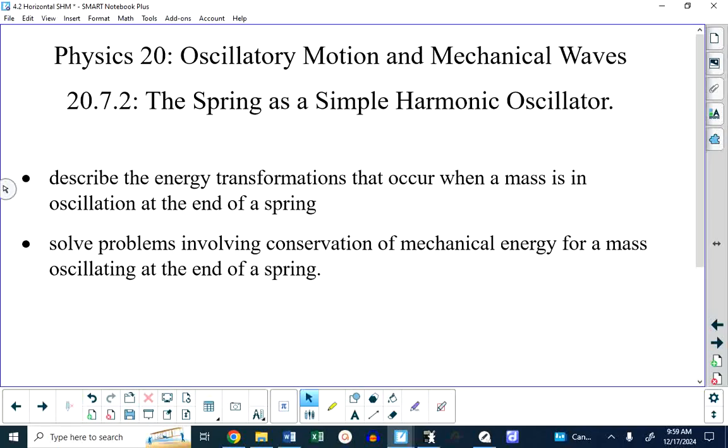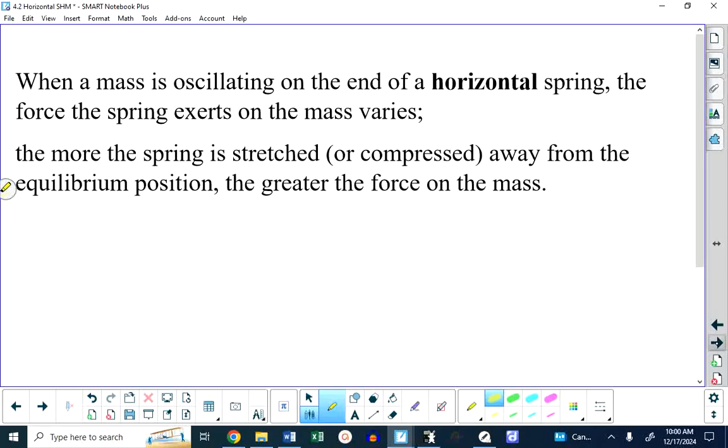It makes it easy. The reason why we're doing this is it's a very good opportunity for us to practice working with conservation of mechanical energy. It turns out that the problems we did with a roller coaster, or better yet, a pendulum swinging back and forth, and the fact that the pendulum has potential energy at the top and kinetic at the bottom, it's exactly tied to what we're doing today. So we're going to be describing the energy transformations that occur when a mass is at the end of a horizontal spring, and we're going to be applying conservation of mechanical energy to these situations.